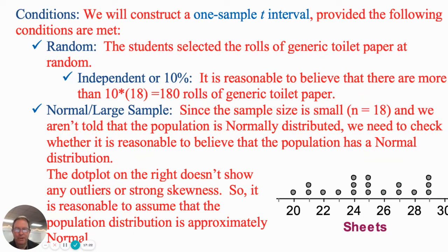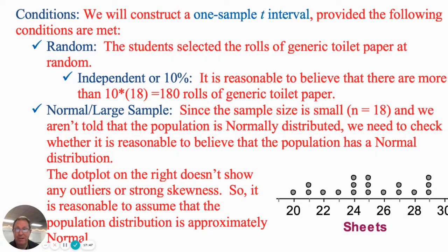Now, for our third condition, remember, our sample size was only 18 and we don't know the shape of the parent. So here's what we write. Since the sample size is small, n equals 18, and we aren't told that the population is normally distributed, we need to check whether it is reasonable to believe that the population has a normal distribution. So I graphed it, and there you have the dot plot.